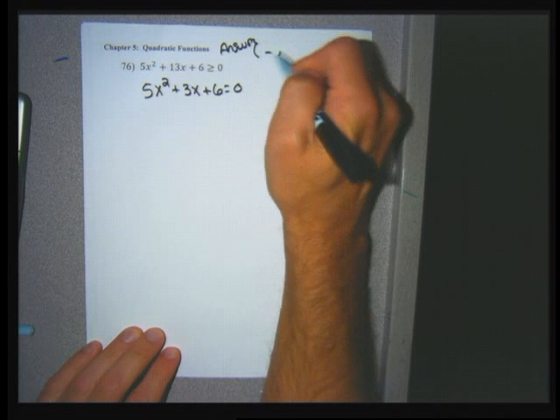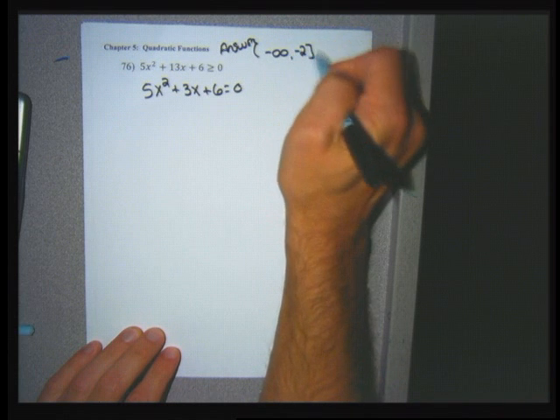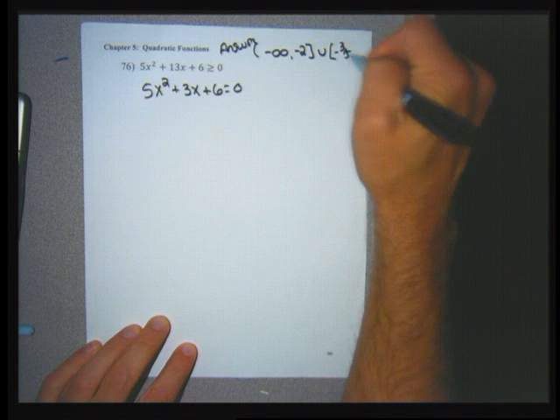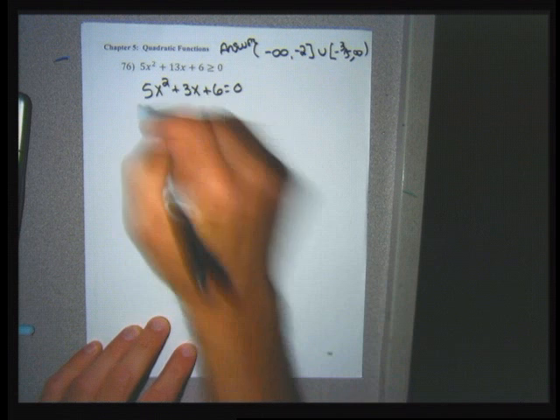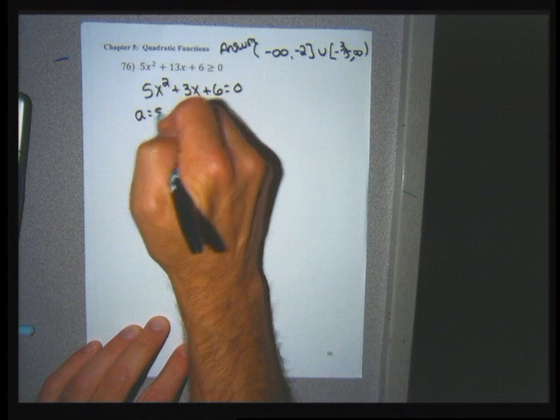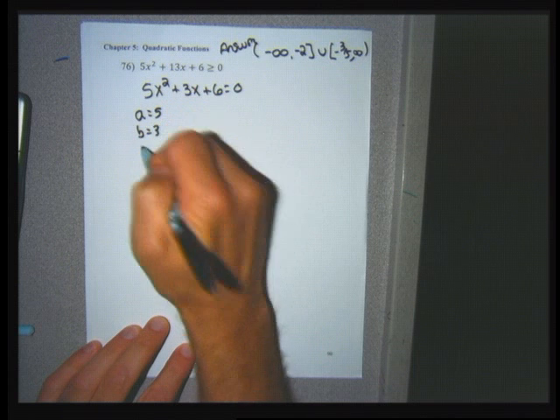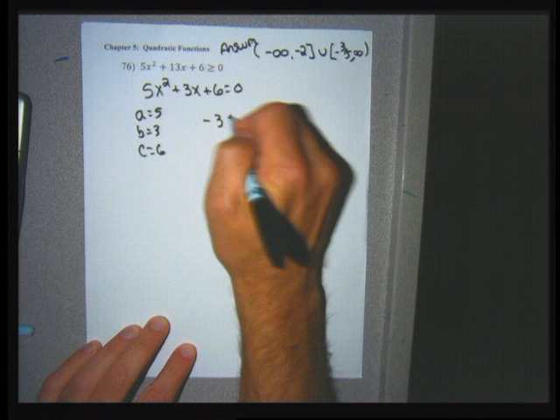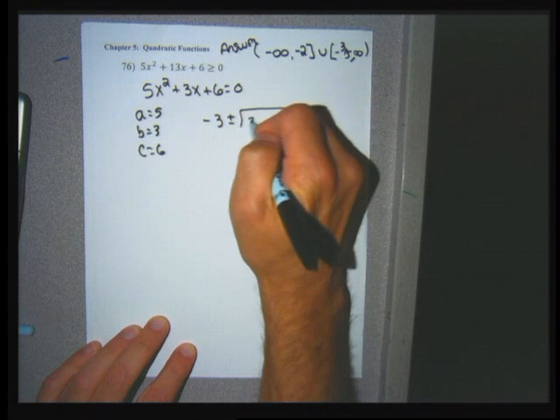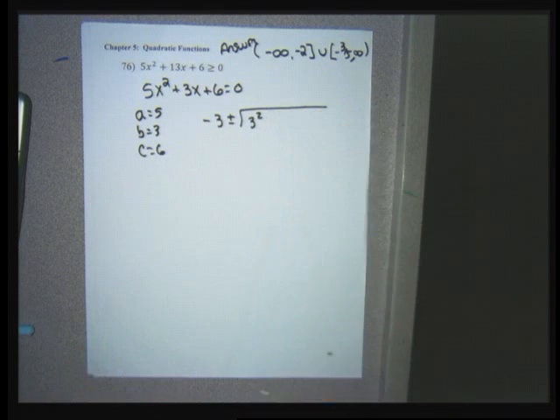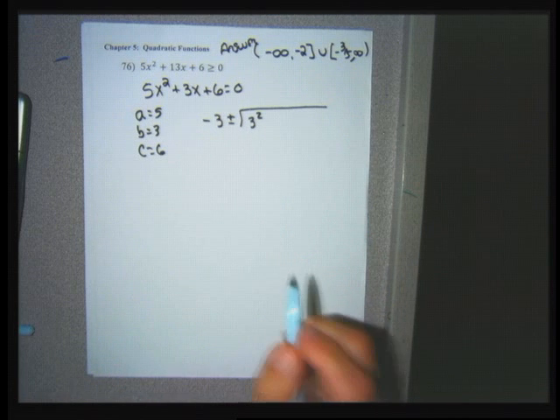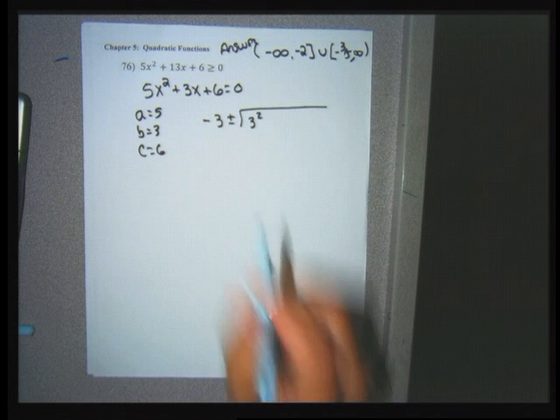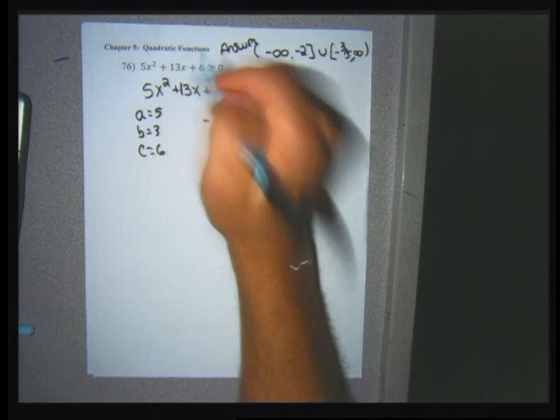is going to go from negative infinity to negative 2, and then from negative 3/5 to positive infinity. Let me do the algebra again here. A is equal to 5, B is equal to 3, C is equal to 6. I'm going to go negative B, which is negative 3, plus or minus the square root of B squared, which is 3 squared. When the B's positive, it doesn't need to go in parentheses, but it's okay too. Oh, I'm supposed to put 13. I forgot. That's supposed to be 13.